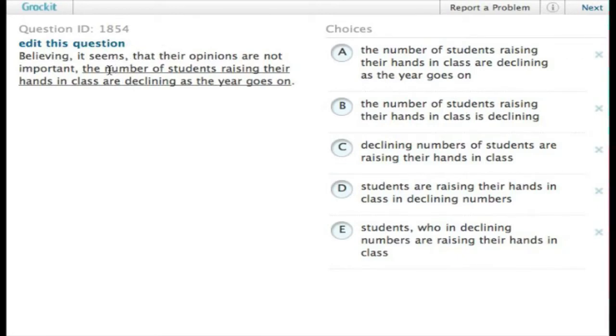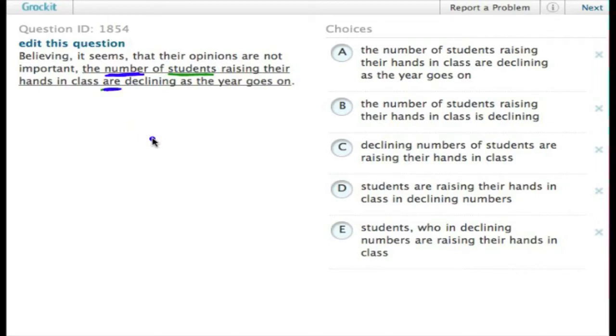The number of students raising their hands in class are declining. It's not saying the students are declining. It's saying the number are declining. A number is technically a singular noun. We would want the number is declining. So we have options here.